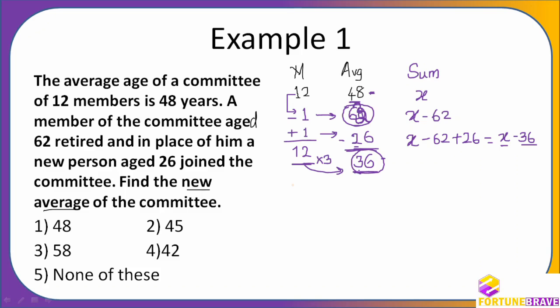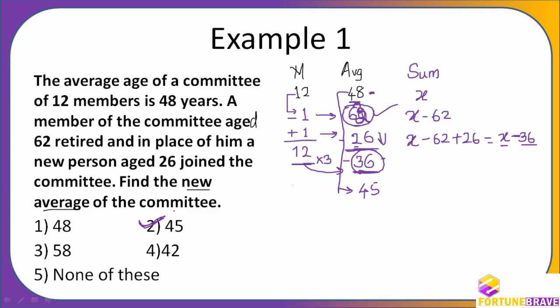12 into 3, 36. The difference is now 36. So 36 they have to give, because this is minus. The outgoing is more and the incoming is less, therefore it is minus. So it has to be given by all 12 people. Each one has to give 3. So what will happen to the average? Average will come down by 3, that is 45. Understood, my dear friend?